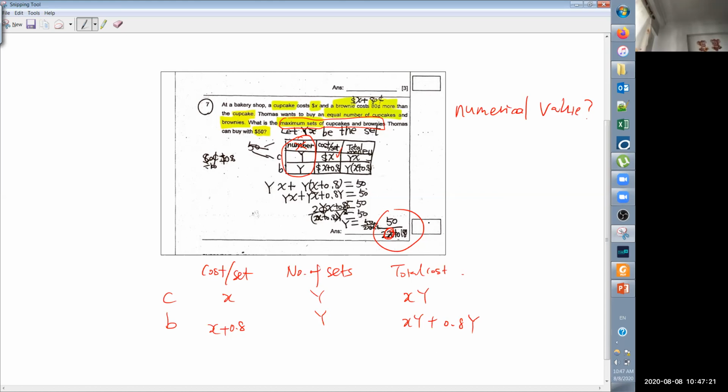Oh, okay, I understand. So what you do here is you get this, plus xy, plus your 0.8y equals 50. And then what do you do? Can you see that you have a common y? This is called the common factor. Did you see it? Yes. So they have the common y. So you take out the common y.